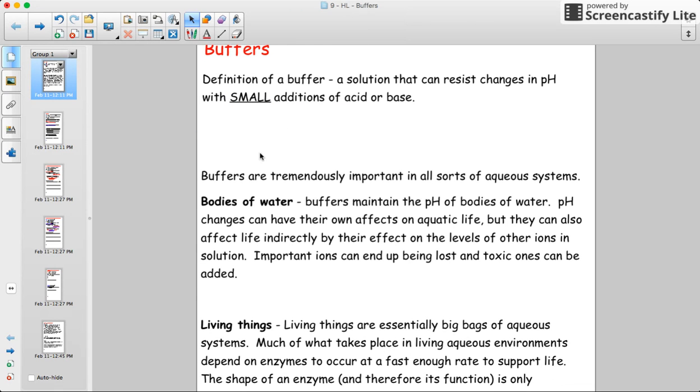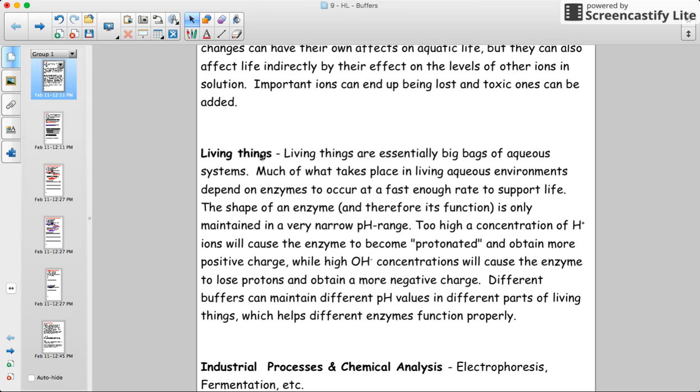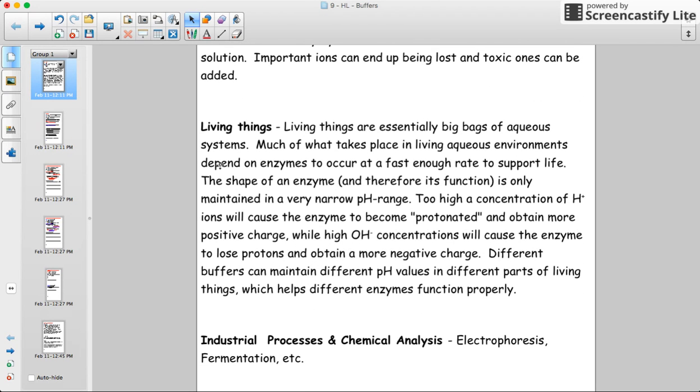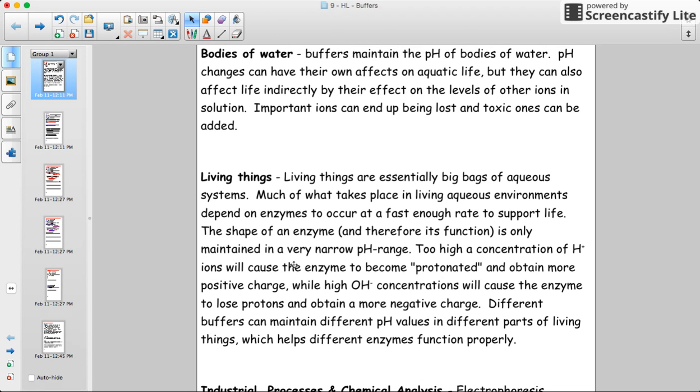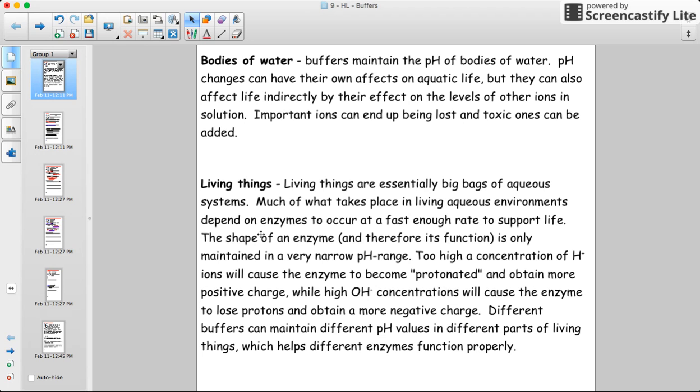Buffers are super important all over the place, in bodies of water, inside of you, inside of other living things, because there are many, many processes and especially many enzymes, which is for the living things part, that are highly pH dependent. If you are in too acidic an environment, the H+ ions will bond with the enzyme and change its shape, or the OH- ions in a basic environment will pull H's off of the enzyme and change its shape in a different way. So being in the wrong pH environment can be very harmful to enzymes. It can denature them and make them ineffective at doing their jobs.